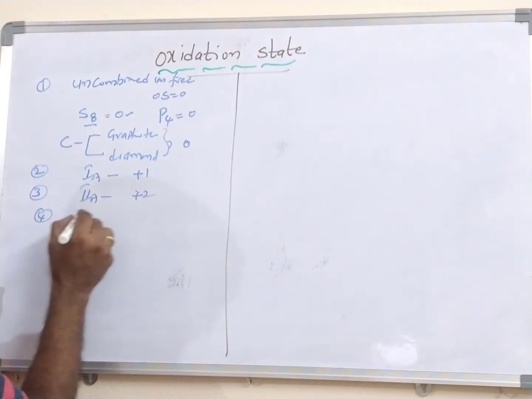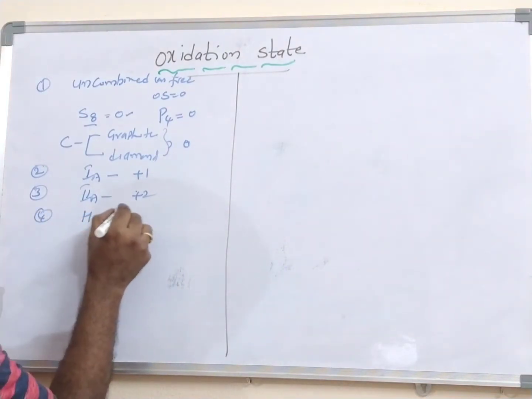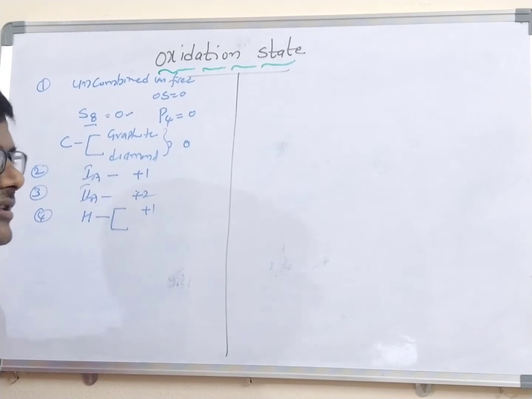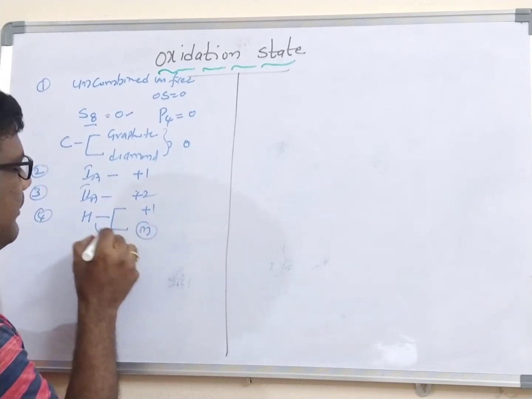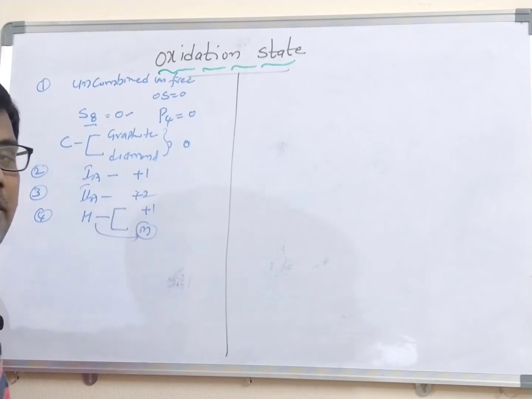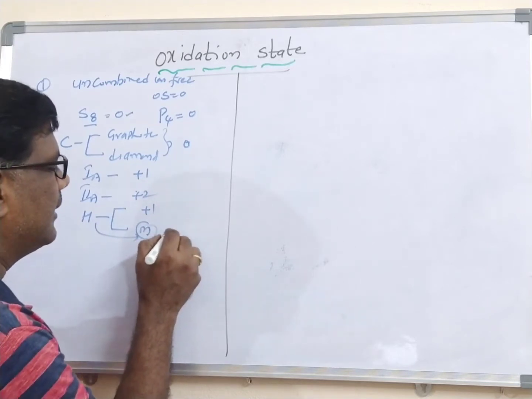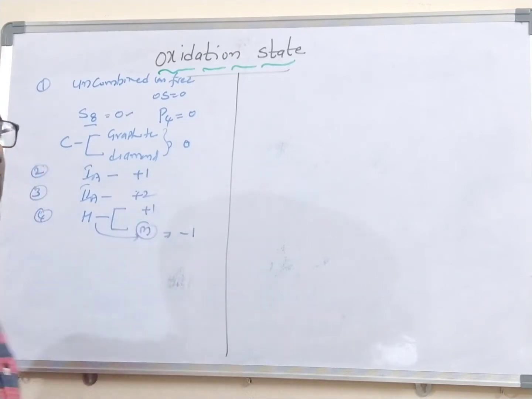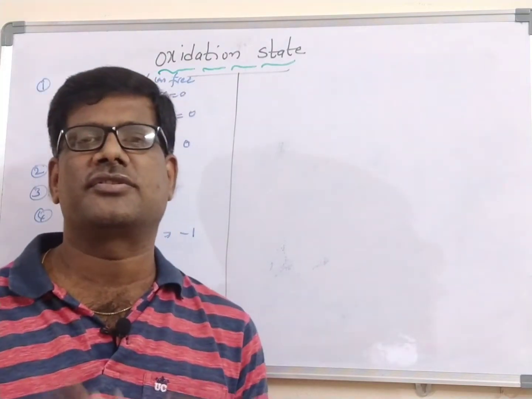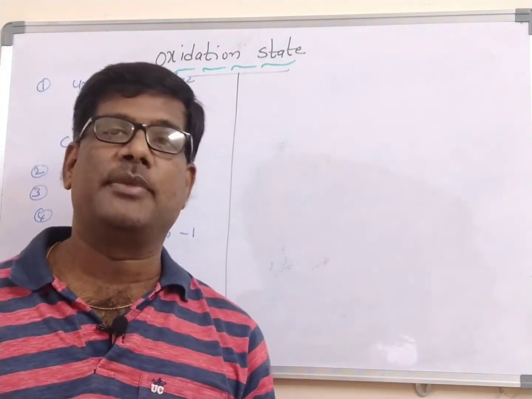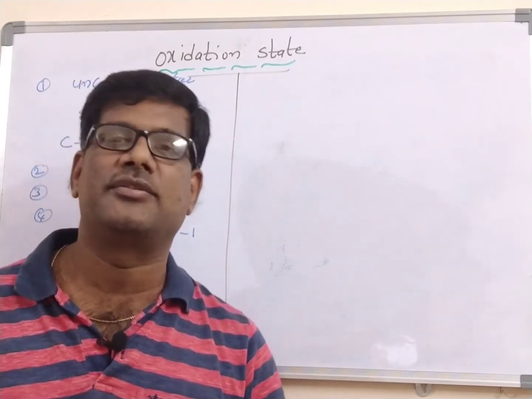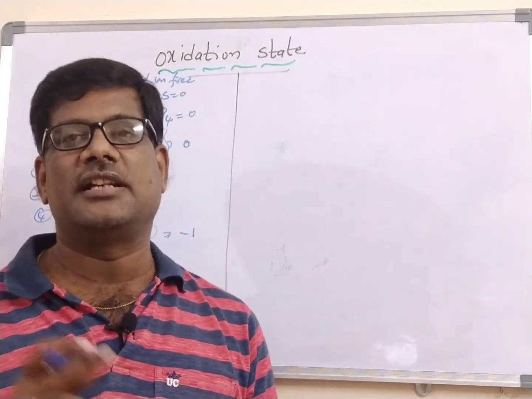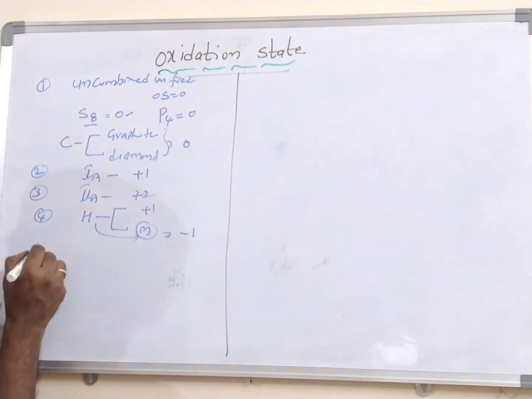Number 4, hydrogen generally shows the +1 oxidation state, but whenever hydrogen combines with a metal, immediately hydrogen bears the -1 oxidation state. Generally hydrogen shows +1. But whenever it combines with a metal, since metals are the positive element, hydrogen shows the negative charge, the -1 oxidation state.